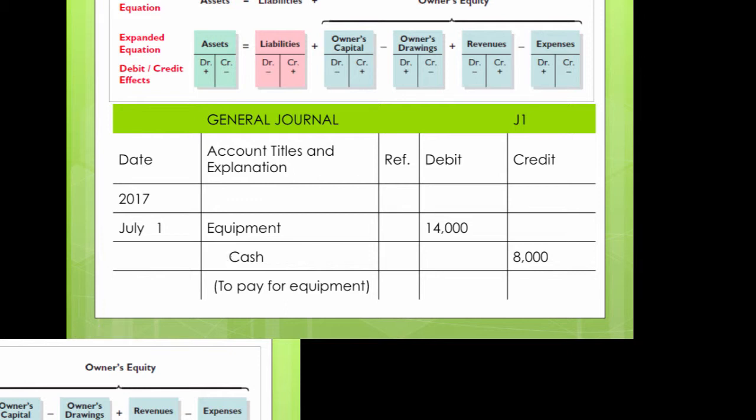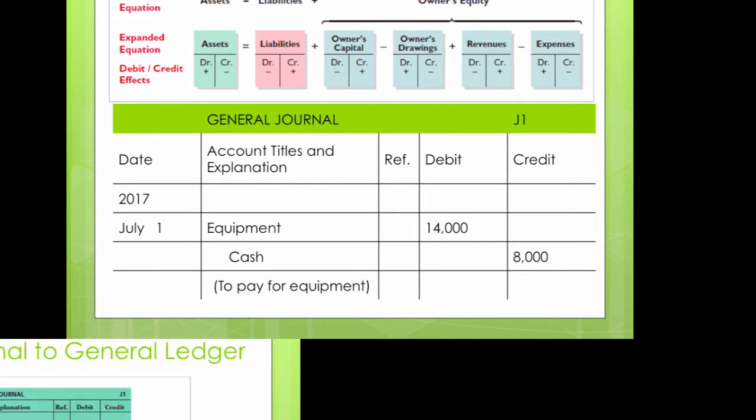This brief explanation will include clear information that will inform the accountant what the transaction was for. Then, of course, you have the debit and credit columns. So, in summary, the journal is a place to record all transactions in the business in chronological order.